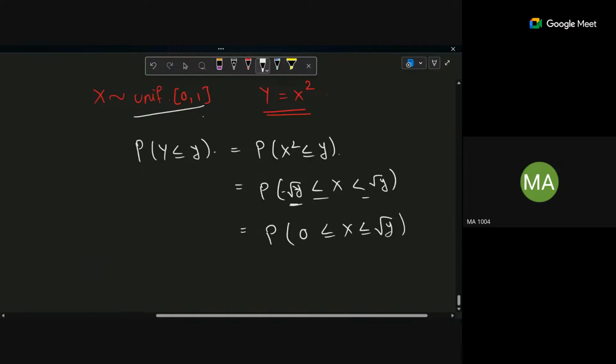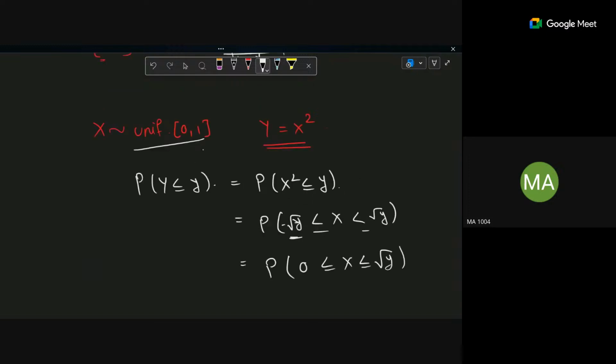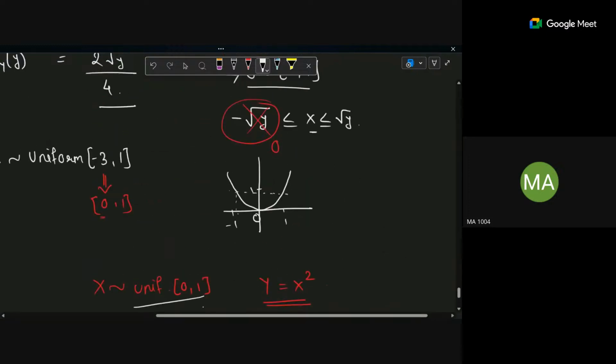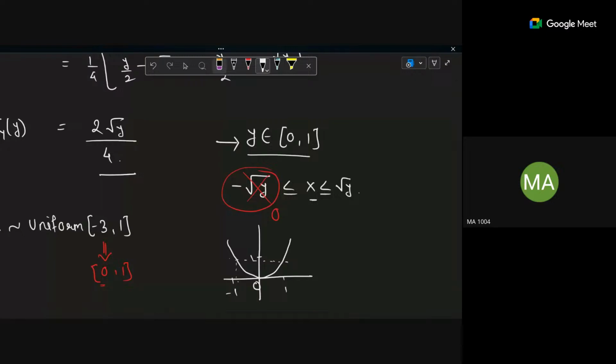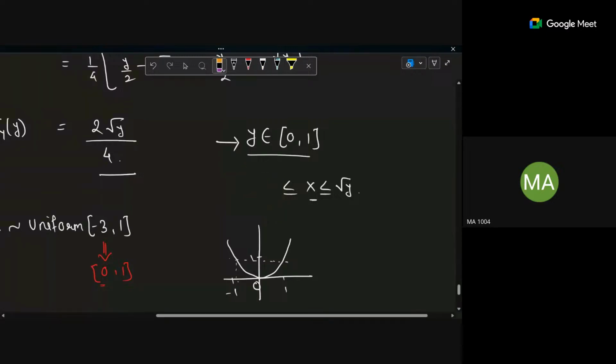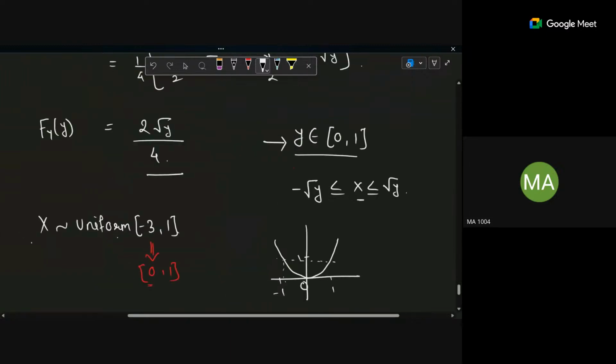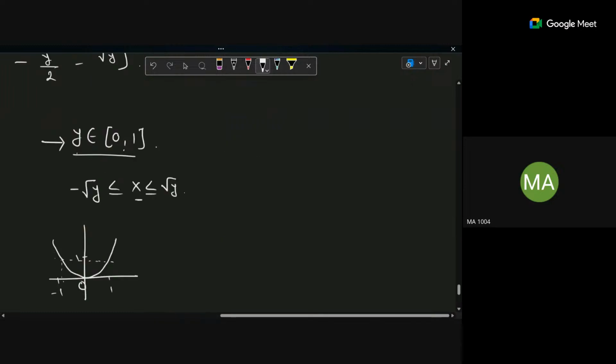The same thing we are going to do next when we integrate from minus 3 onwards. Our x is a uniform random variable from minus 3 to 1. We have calculated CDF for y ranging between 0 to 1 only. But the range of y we calculated is 0 to 9.